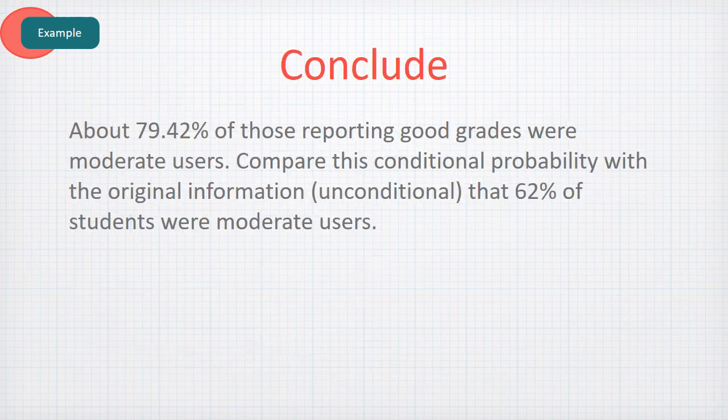Okay. So how do I say this in context? I would say about 79.42% of those reporting good grades were moderate users. And then compare this conditional probability with the original unconditional information that 62% of students were moderate users, just to give you a comparison that these 2 events are not in fact independent.